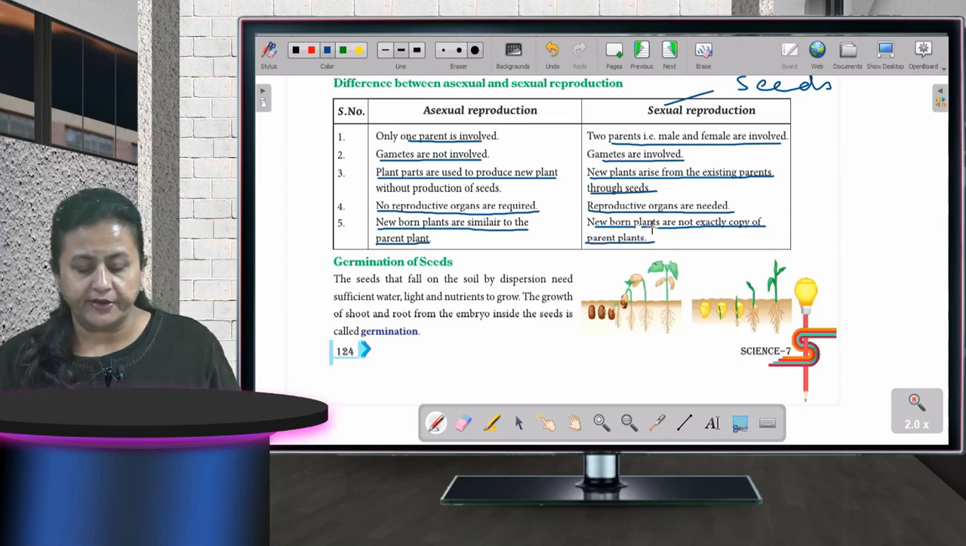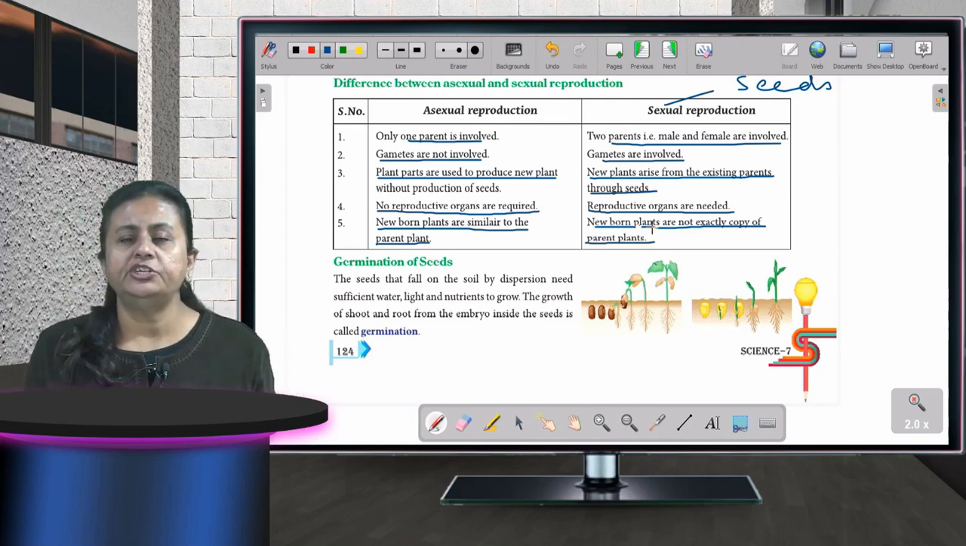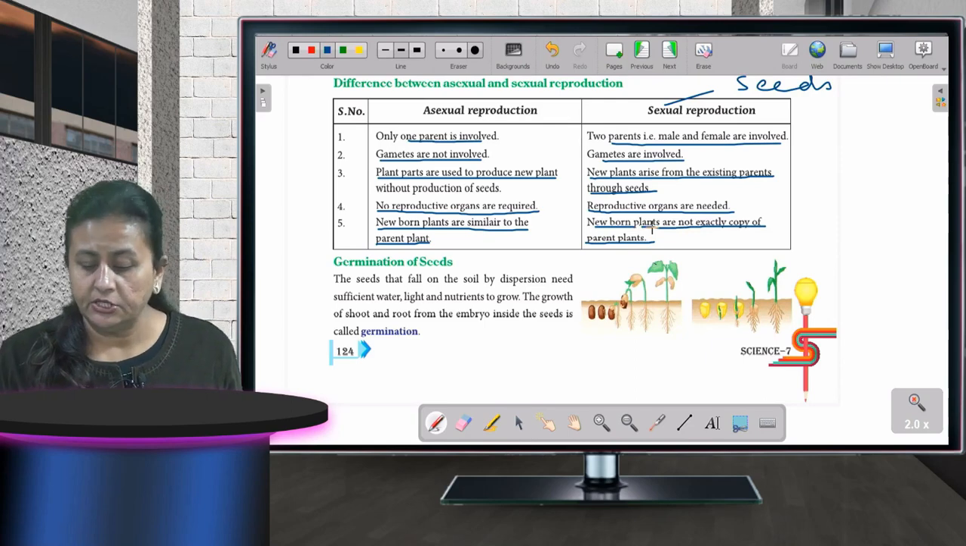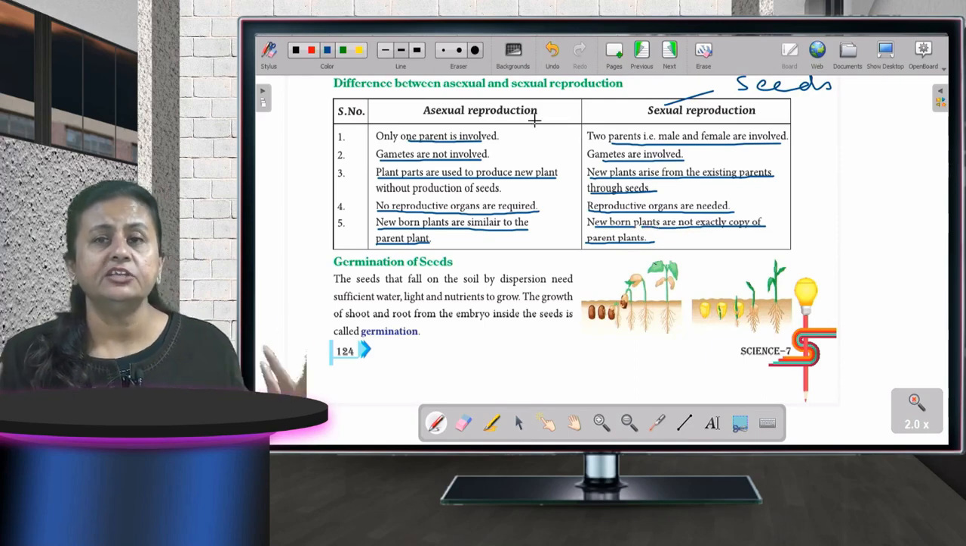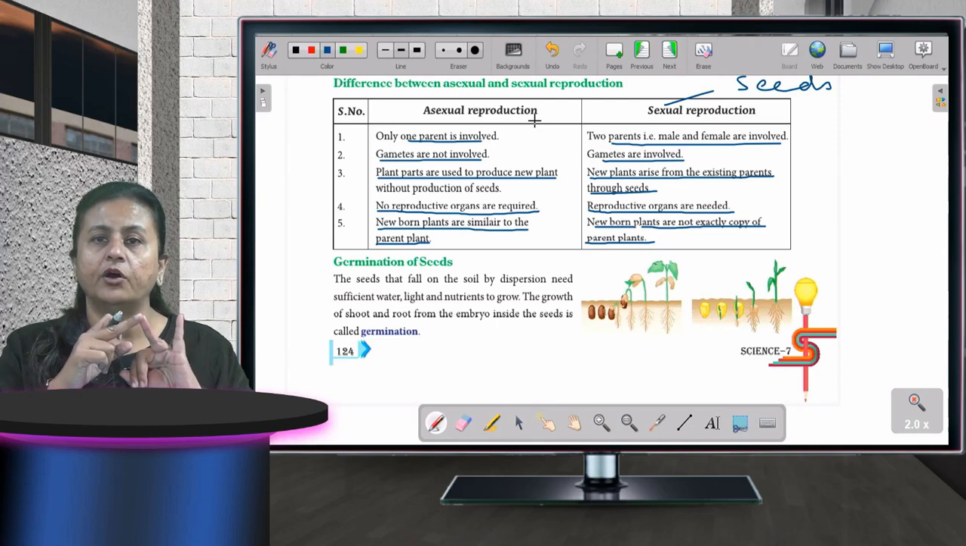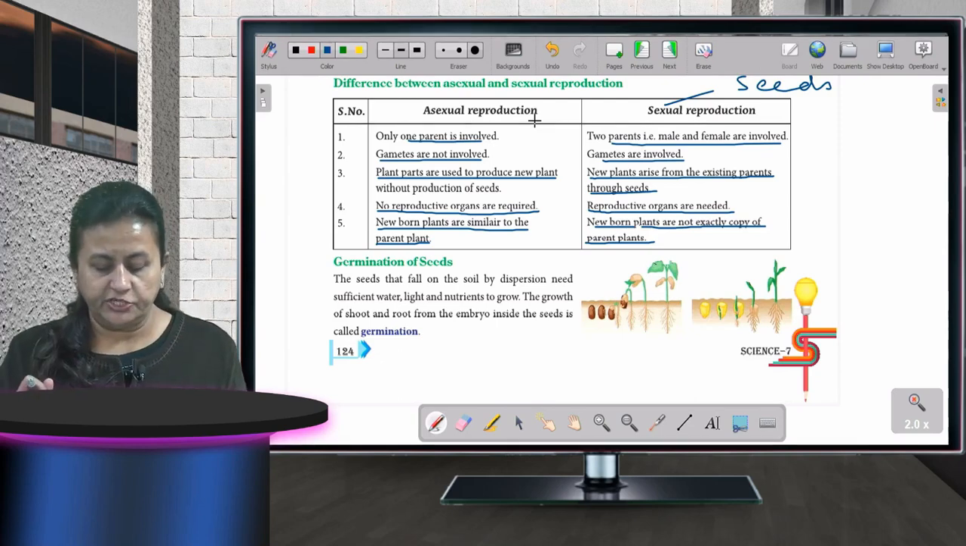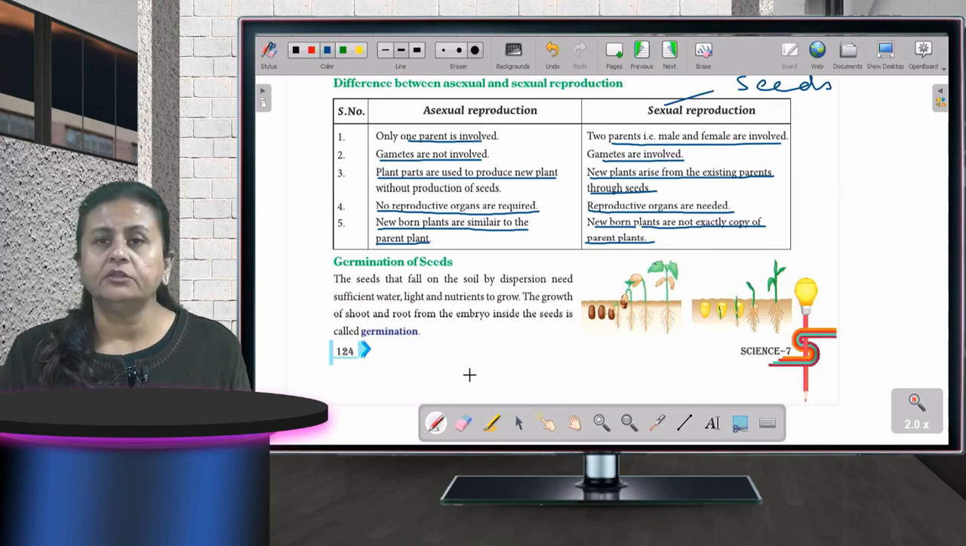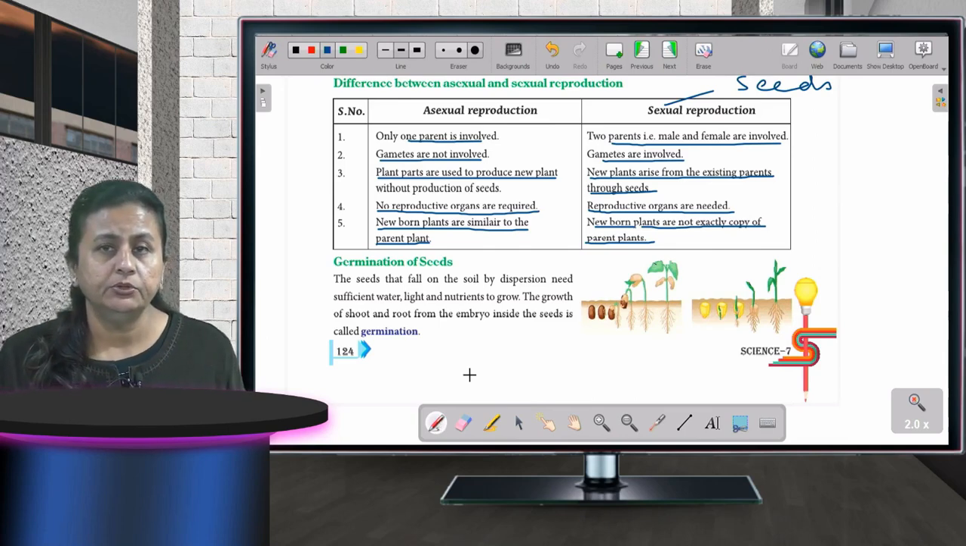Okay, fine children. Now germination of seed. The new topic is germination of seed. How will a seed germinate? Until and unless it gets favorable conditions. And what are the conditions? Air, water, sunlight and suitable temperature. These are all things required by a seed to germinate.